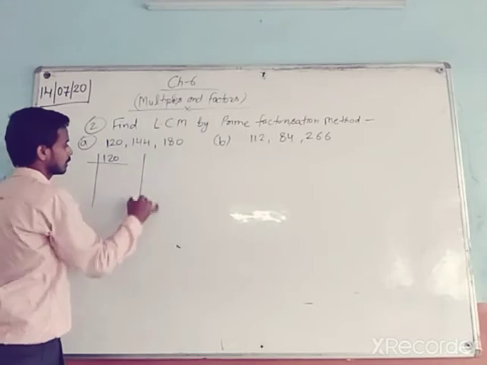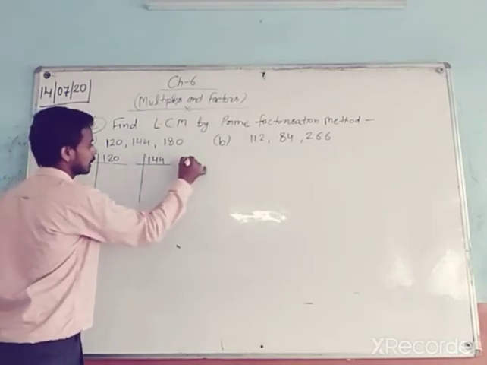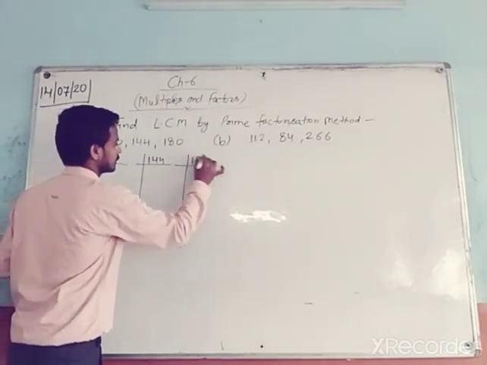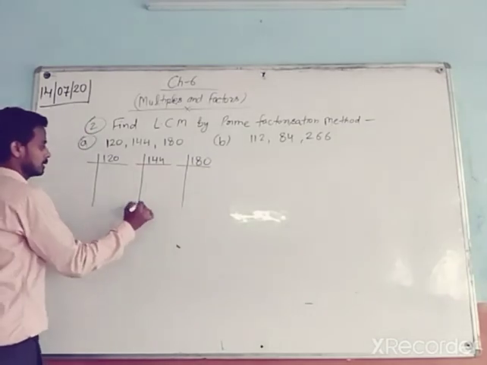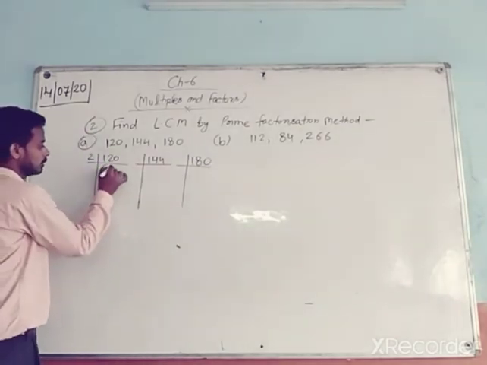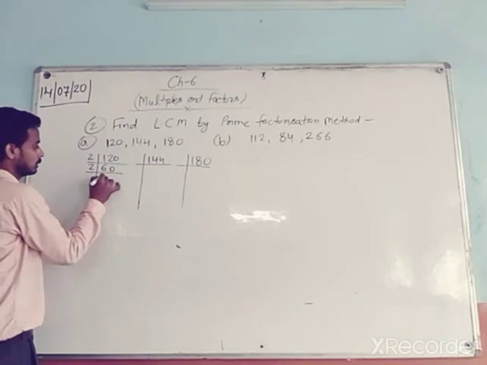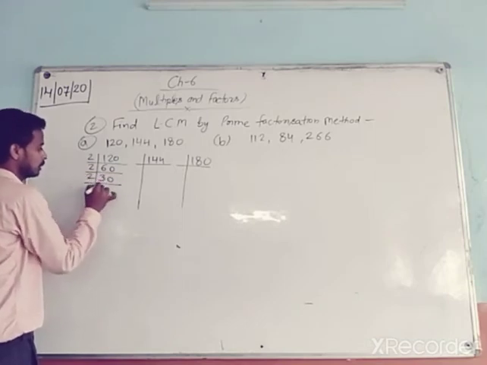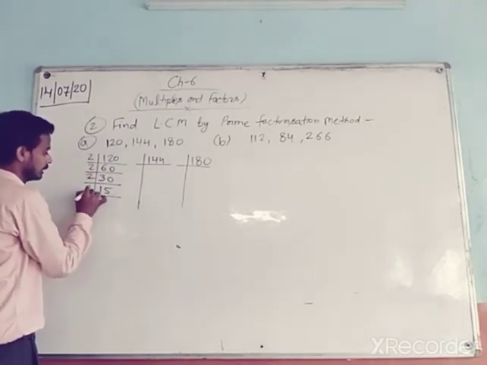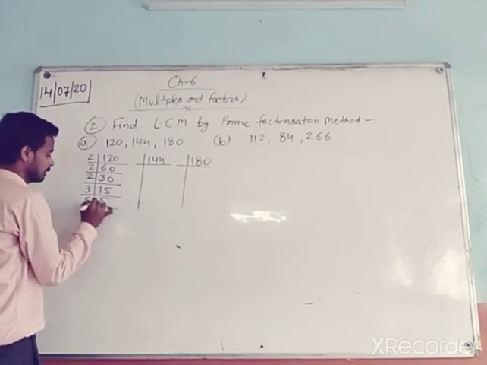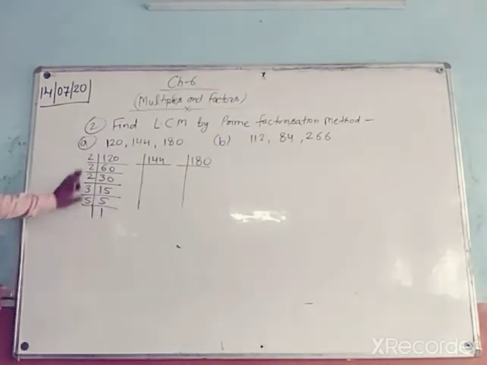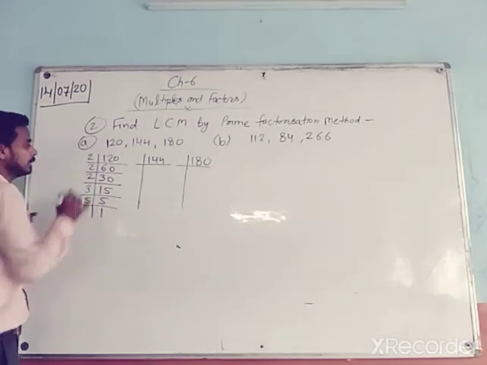120, 144 and 180. Okay. See, 2 6s are 12, 2 0s are 0. 2 3s are 6, 2 0s are 0. 2 15s are 30, then 3 5s are 15, 5 1s are 5. In this way, we can find the factors of 120.